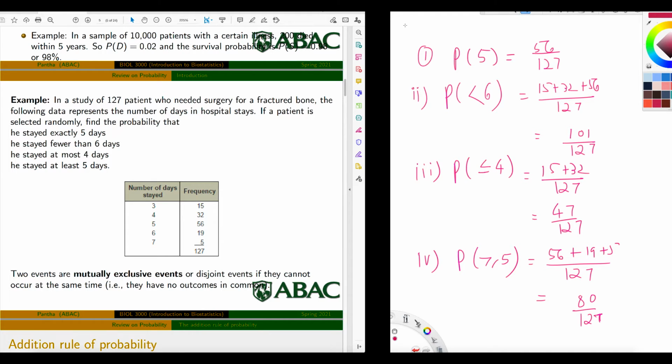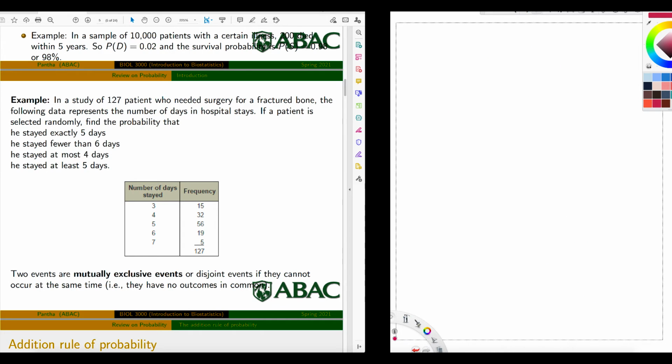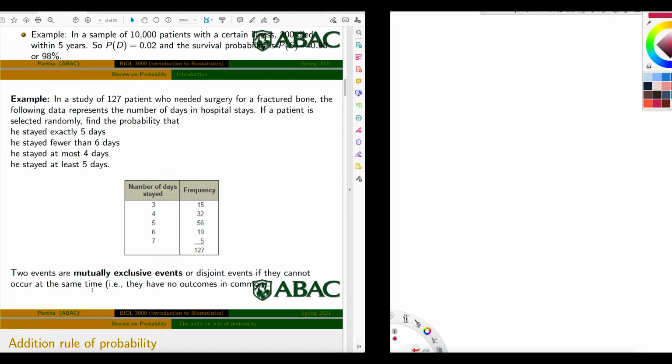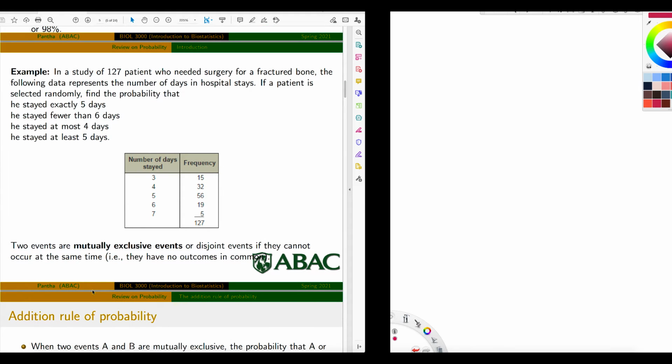So let me erase this and then read that two events are mutually exclusive events or disjoint events if they cannot occur at the same time. Okay, they have no outcomes in common. So let us see an example, because what it says is two events are mutually exclusive if they do not have anything in common. For example, if you roll a dice.